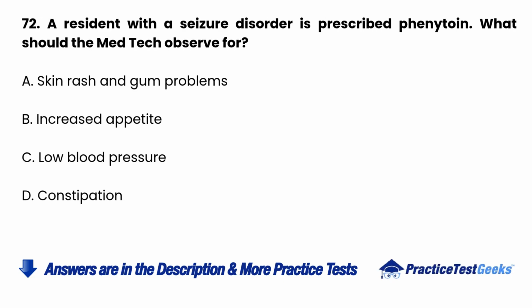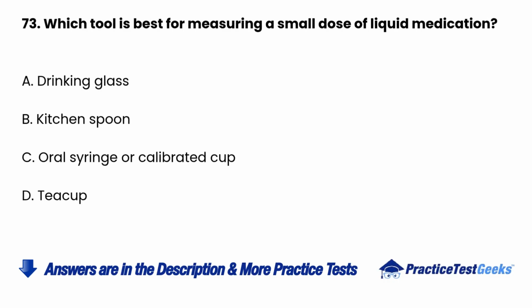72. A resident with a seizure disorder is prescribed phenytoin. What should the med tech observe for? A. Skin rash and gum problems. B. Increased appetite. C. Low blood pressure. D. Constipation. 73. Which tool is best for measuring a small dose of liquid medication? A. Drinking glass. B. Kitchen spoon. C. Oral syringe or calibrated cup. D. Teacup.